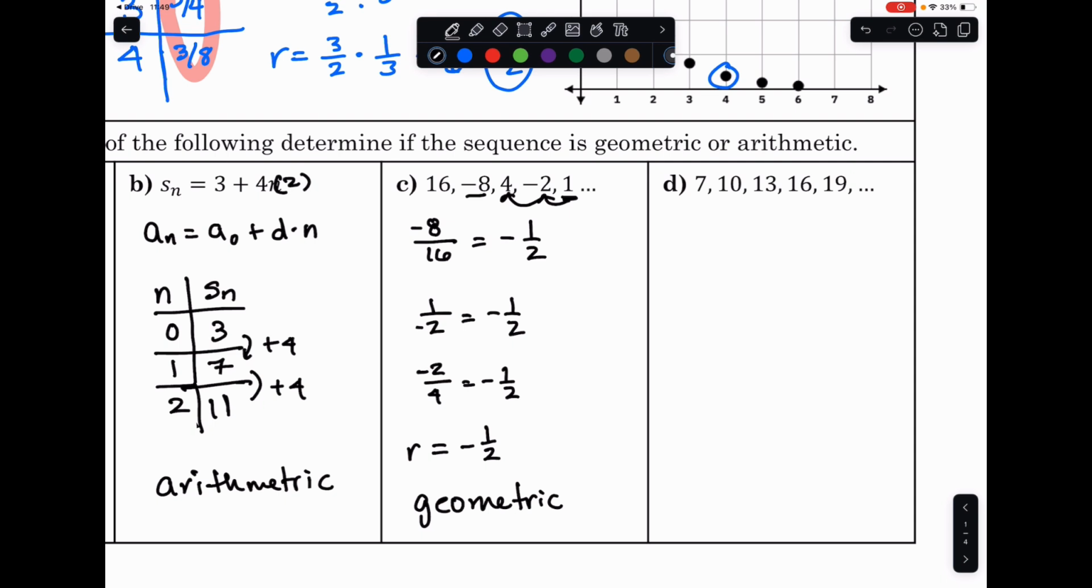Here, you'll notice again that the values in our sequence are increasing, and they're increasing by 3. They go up by 3. 10 minus 7 is 3, 13 minus 10 is 3, 16 minus 13 is 3, and 19 minus 16 is a difference of positive 3. So since our common difference equals 3, this is going to be an example of an arithmetic sequence.